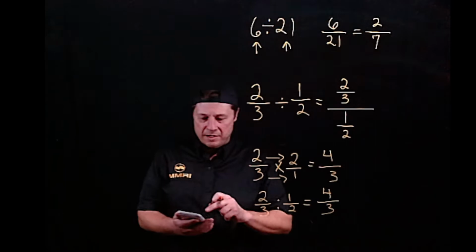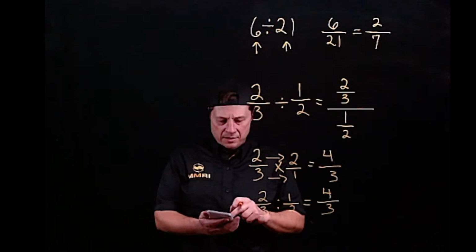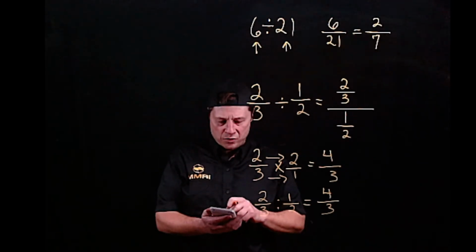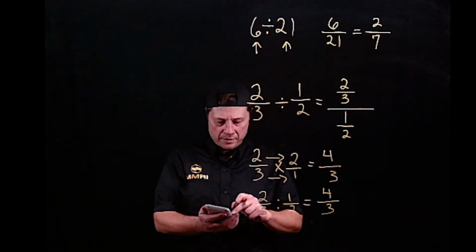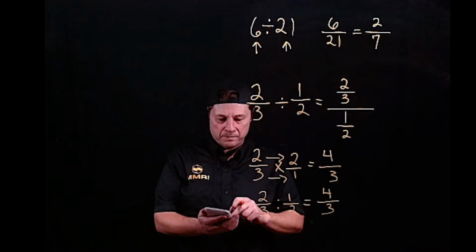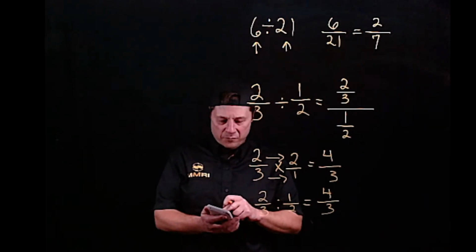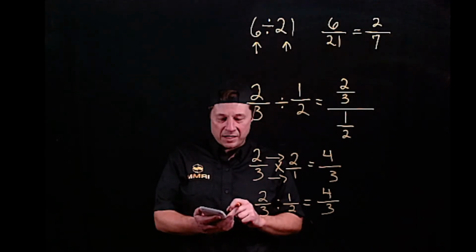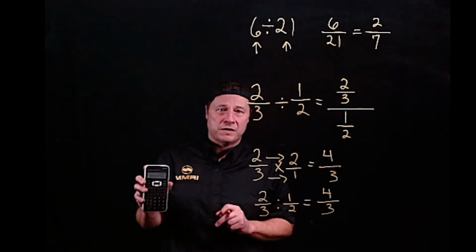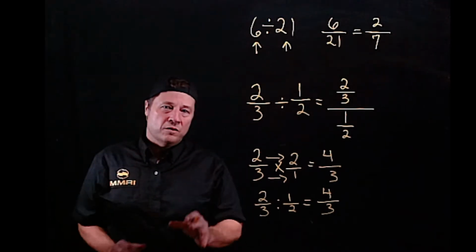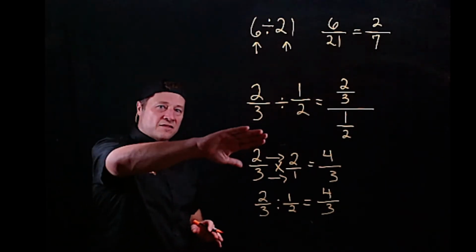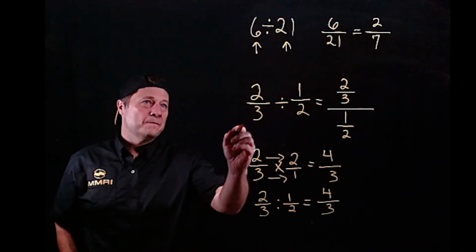So if we, in our calculator, go 2 divided by 3 divided by 1 divided by 2, we get 1.33333. If we do 4 divided by 3, we get 1.33333. So look at this step by step, okay?